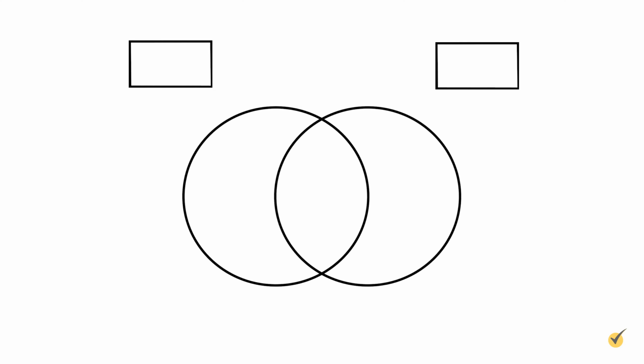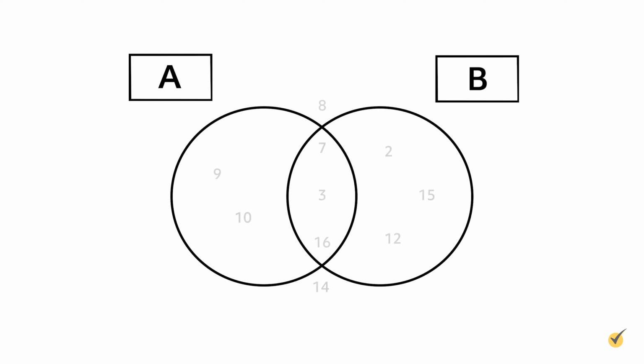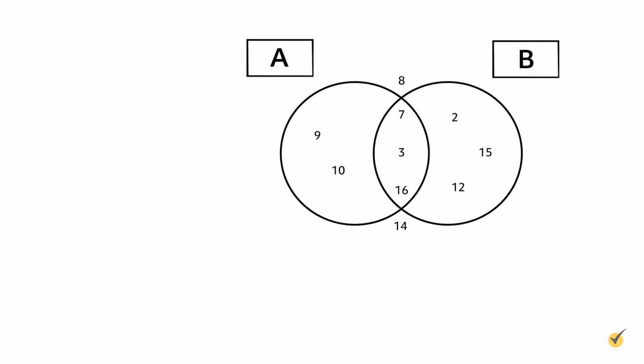Let's look at another example of a Venn diagram. This one has two sets called A and B, each containing an assortment of numbers. Some of these numbers belong in both A and B, while some other numbers do not belong in either set. Based on this diagram, we can determine what numbers belong to the union, intersection, and complements of A and B. Let's try some of those now.